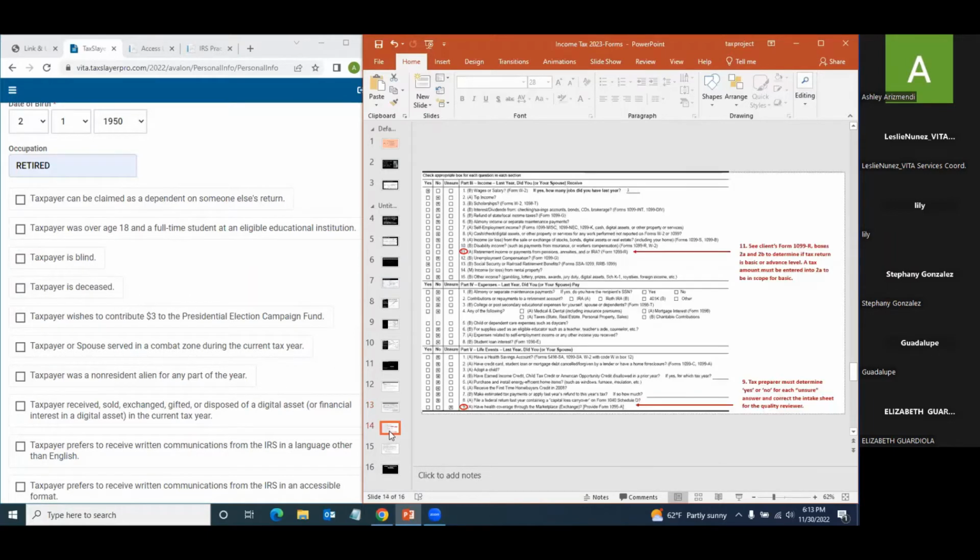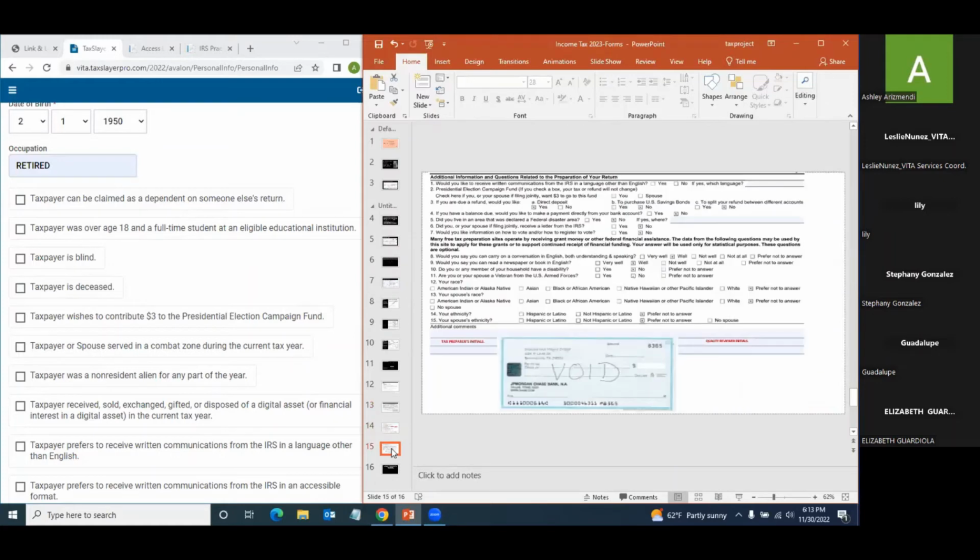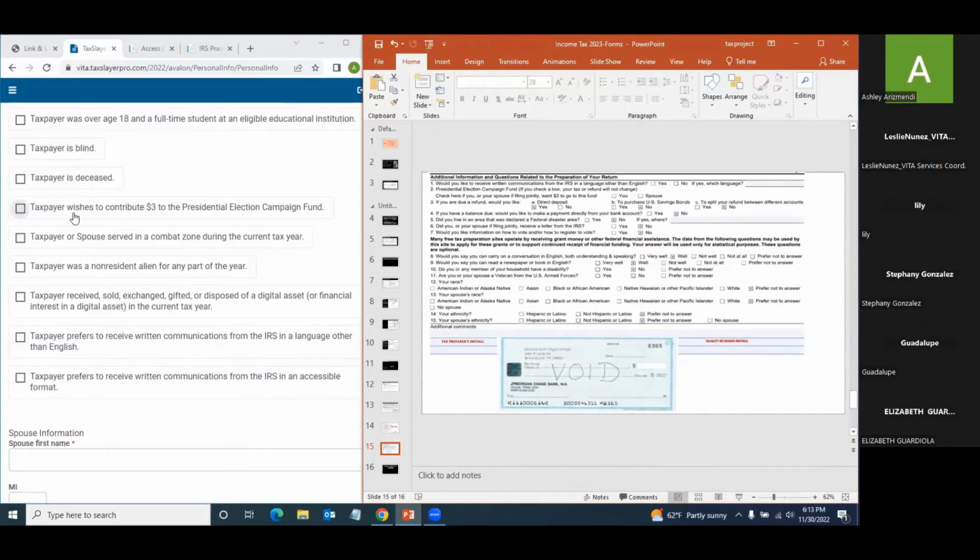Now, on the second part of the form, or should I say the third, here is where we'll see, like number 2, if they want to send contributions to a presidential election campaign fund. If this is checked, that's the taxpayer. If it's this one, it's the spouse's. So we would click this for the taxpayer if this was check marked. Since it's not, we don't have to worry about that. And they didn't put that they're in the combat zone.